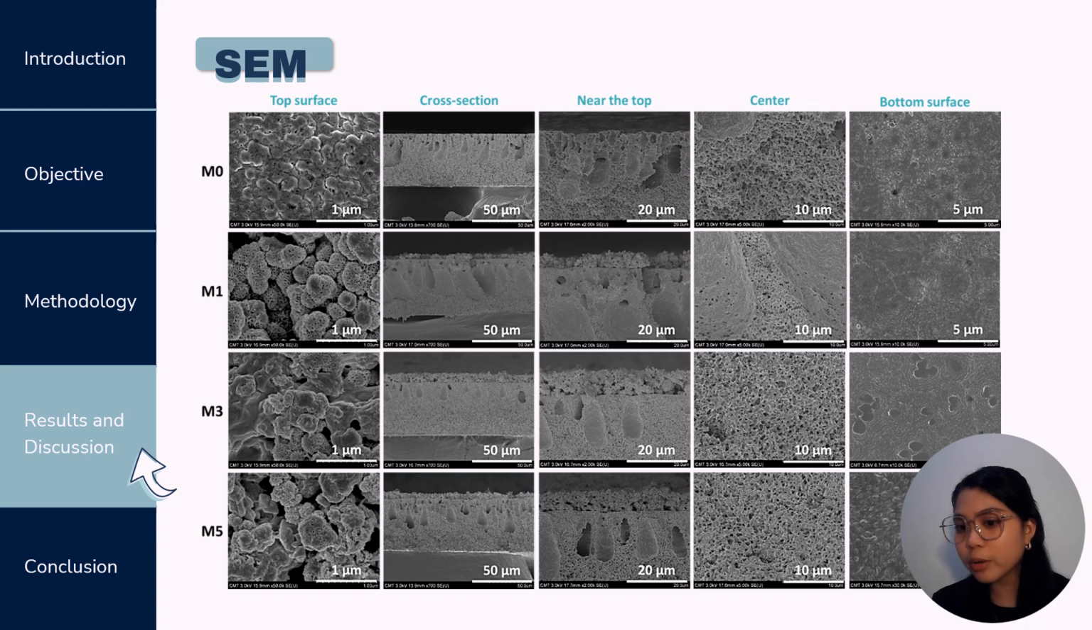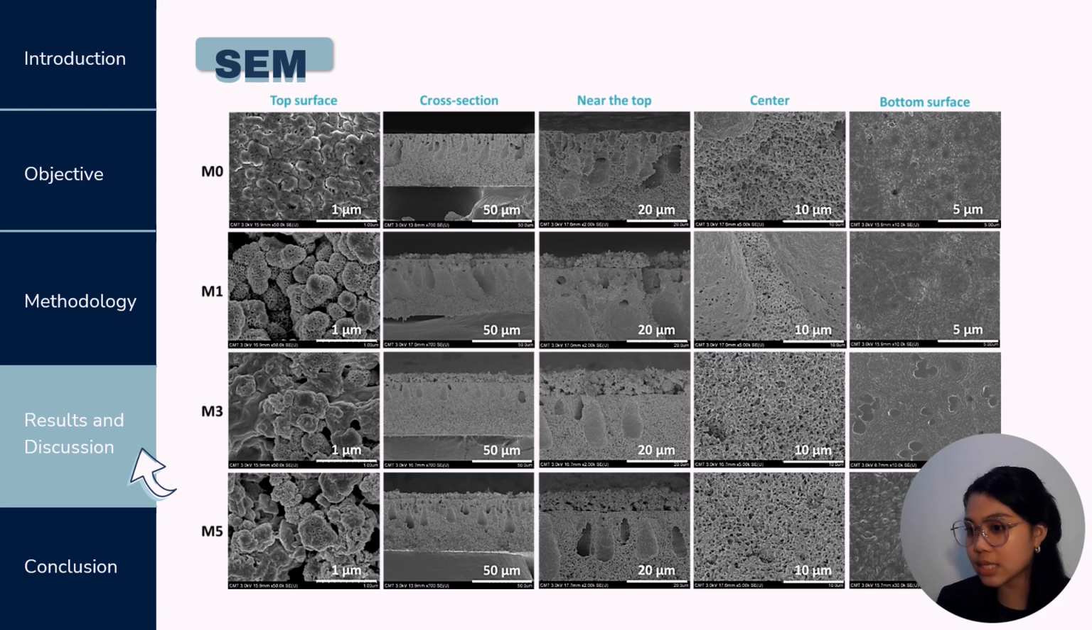As we compare it with the other membranes, M1, M3, and M5, which are the coated membranes, we can see at the top surface a formation of the flower-like structure, which we observed earlier in the SEM of the δ-MnO2 alone. And then at the cross-section and near the top, we can see that there is still a macrovoid structure, which means that δ-MnO2 did not disrupt the macrovoid structure and also did not penetrate the membrane.